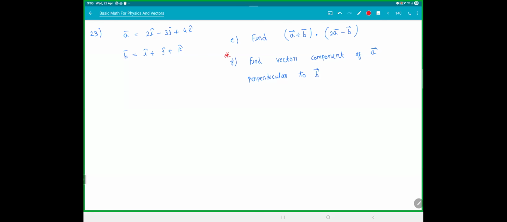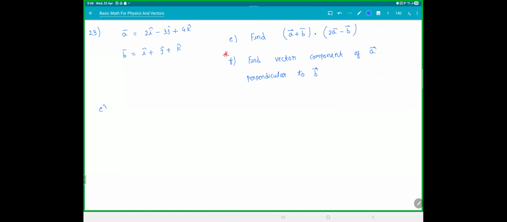Okay, let's see the E part. Now, one thing you can do is add A plus B, add 2A minus B, and then do the dot product. That works. Or you can do even better. A plus B bar dot 2A minus B bar. Just multiply this out. A dot 2A will be 2A dot A. Then you have minus A dot B. Then this is 2B dot A minus B dot B.